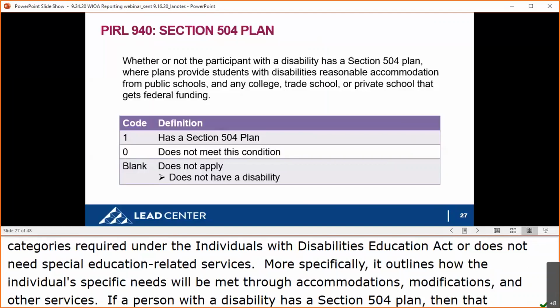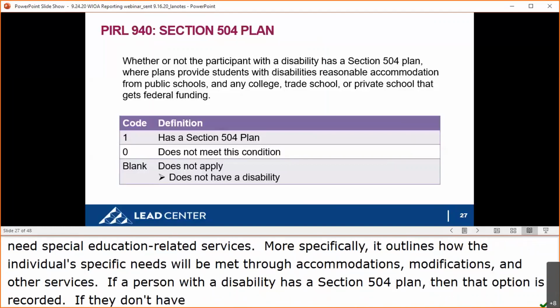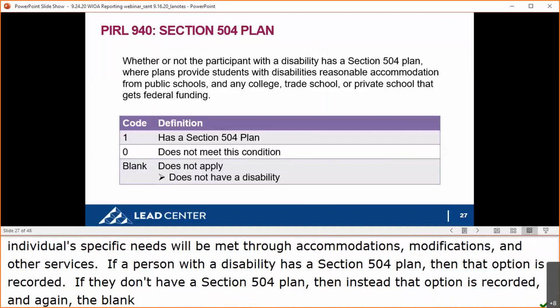If they don't have a Section 504 plan, then instead, that option is recorded. And again, the blank is for people without disabilities.